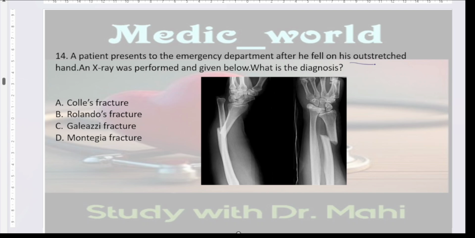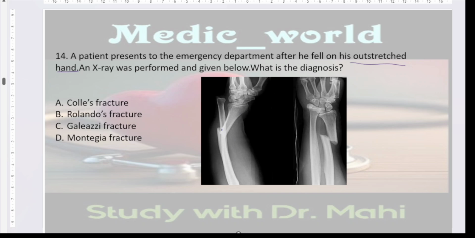Now, the next question is, a patient presents to the emergency department after he fell on his outstretched hand. An X-ray was performed and given below. What is the diagnosis? Here in the X-ray, we can see the oblique fracture in the lower third of the radius and dislocation of distal radioulnar joint.